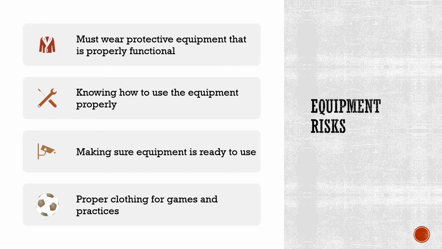And you also want to make sure you're wearing proper clothing for games and practices. So you need shin pads, elbow pads, helmets. You need to make sure that your equipment is ready to use at all times and that you're wearing the proper equipment for your sport.